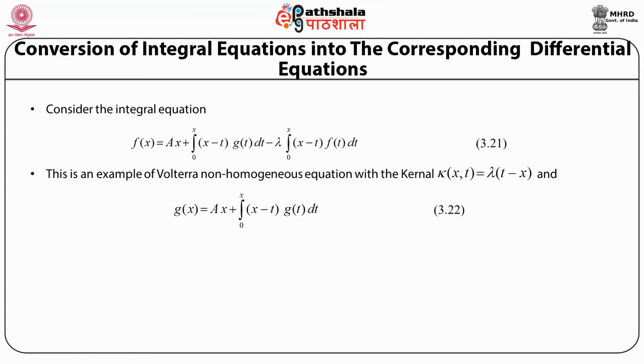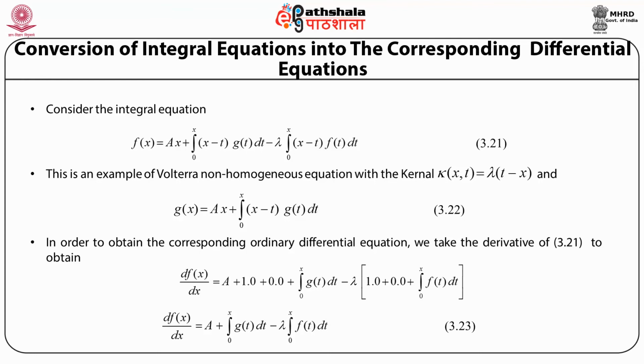So the non-homogeneous term is ax plus the integral from 0 to x of g(t) multiplied by (x minus t) dt. So the first two terms together can be written as g(x) and constitute a non-homogeneity in the equation. In order to obtain the corresponding ordinary differential equation, as we have shown before, we start by taking the derivative of this equation.